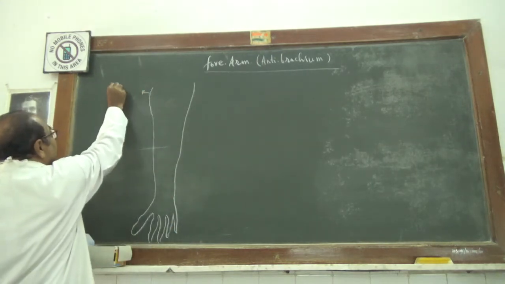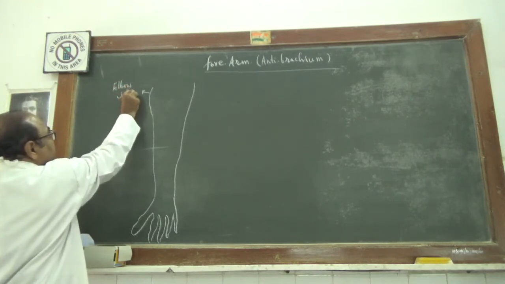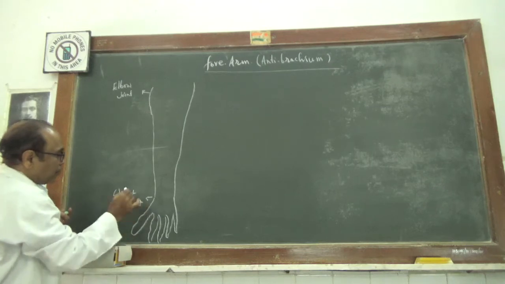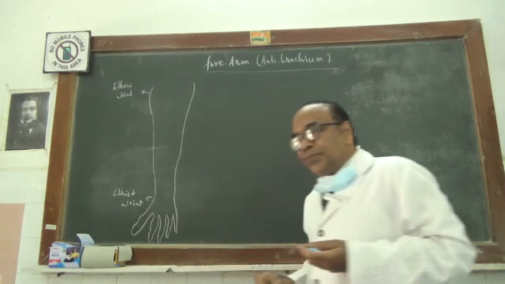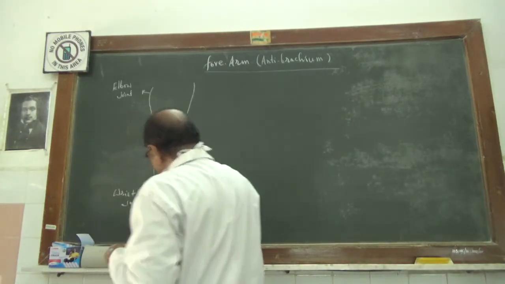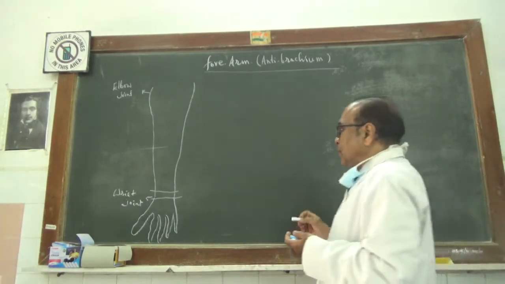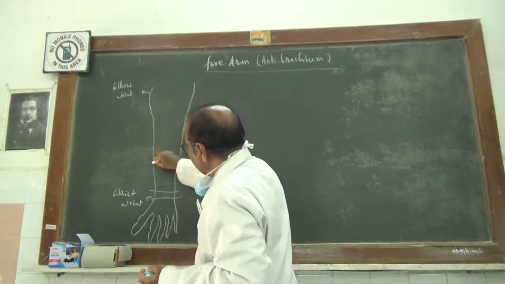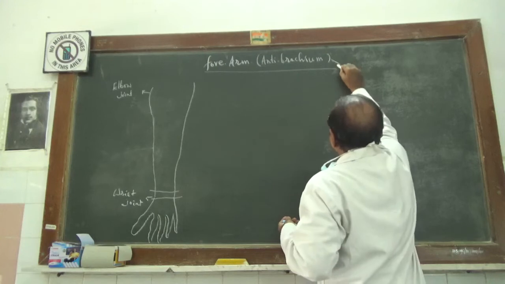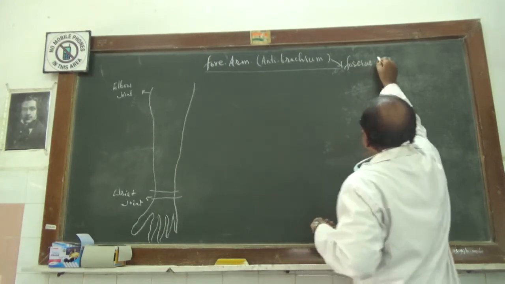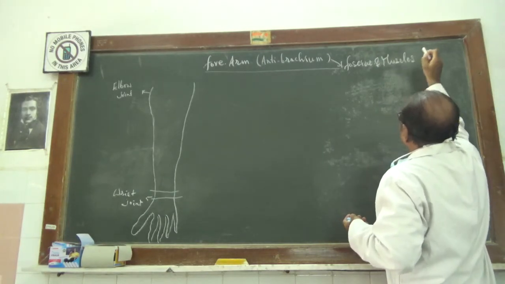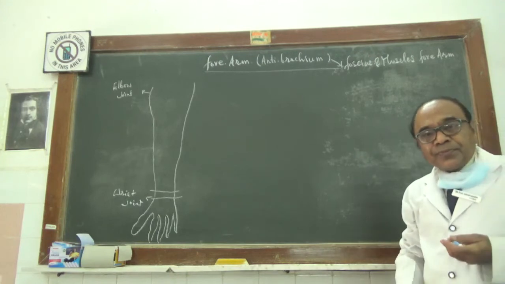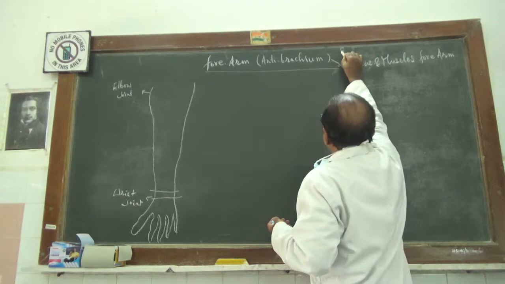So this will be the elbow joint, this will be the wrist joint. This portion is called the forearm. Now the forearm, you have to study under the heading of fasciae and the muscles of the forearm, including skin.